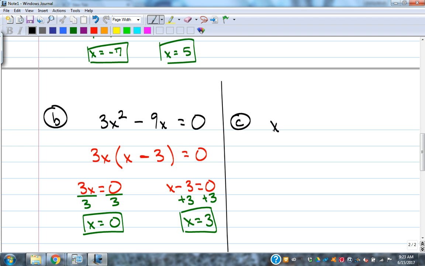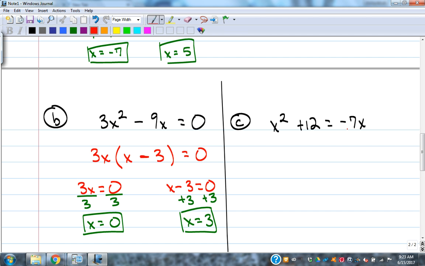Let's try this one. X squared plus 12 is equal to negative 7x. What's wrong with this one? It's not in descending order. It's not equal to 0. I think we can get it all in one swoop here, get it equal to 0 and get it in descending order, because what needs to move?